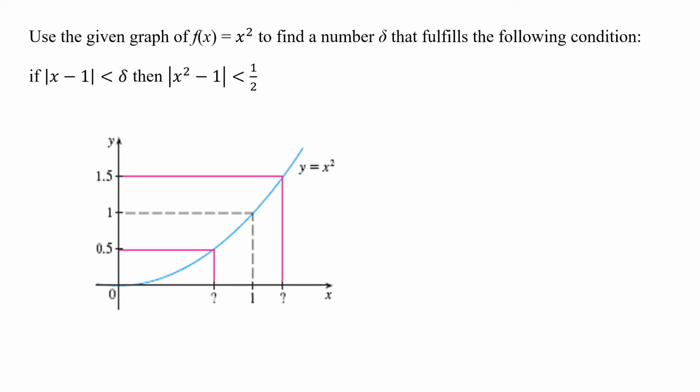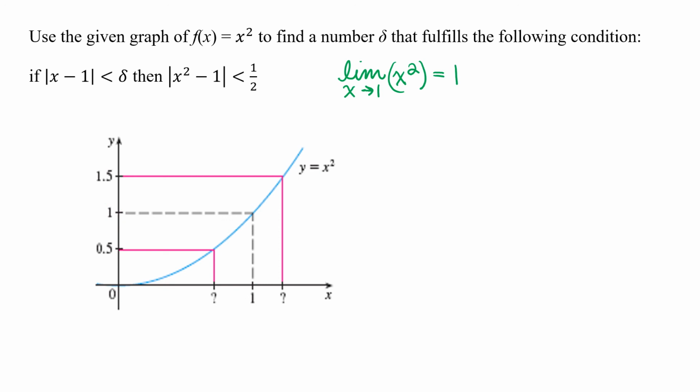We want to use the given graph of f of x is equal to x squared to find a number delta that fulfills the following condition. If the absolute value of x minus 1 is less than delta, then the absolute value of x squared minus 1 will be less than 1/2. So if the distance between x and 1 is less than delta, then the distance between x squared and 1 is less than 1/2. So that means we're looking at the limit as x approaches 1, we want it to be centered at 1, of our function x squared. Well, f of x is centered at 1.